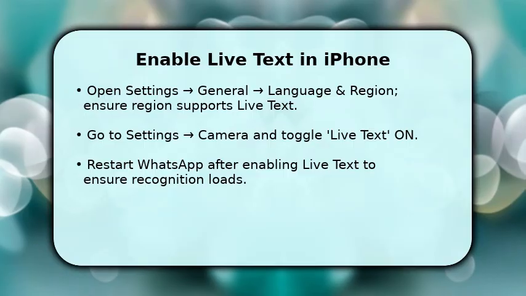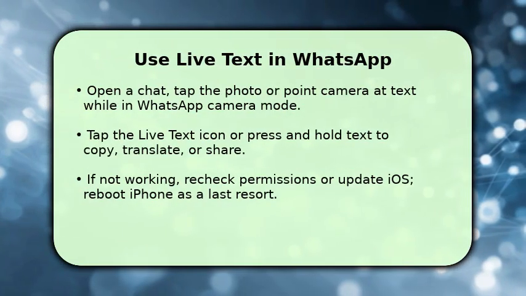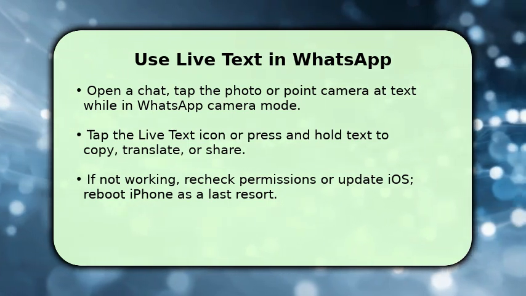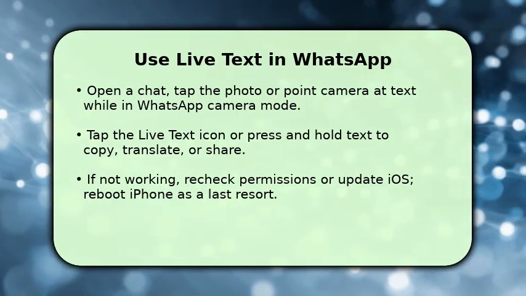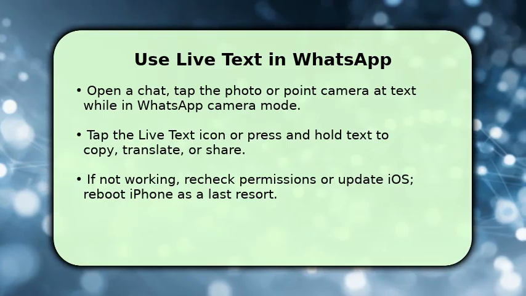You finish by actually using live text inside WhatsApp. Open a chat, tap a received photo, or use the in-app camera and point at text. When recognized, tap the live text icon or press and hold the highlighted words to copy, translate, look up, or share. That's how you extract text quickly.